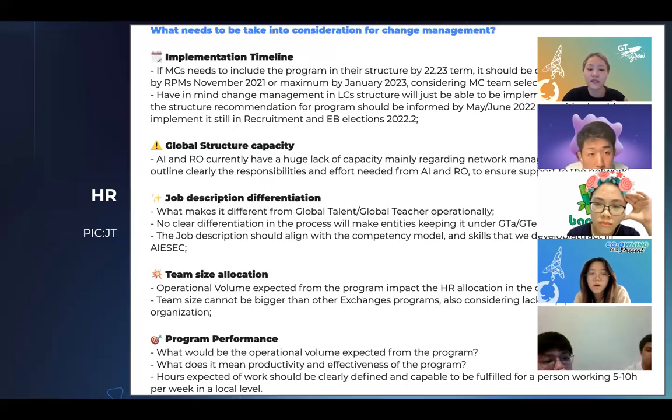And then there are a lot of other consideration factors, especially the implementation timeline, because the recruitment timeline and the timeline that we usually bring changes, like how your MC entities bring changes, may be a little bit different. So we need to plan at least 2 years ahead if you want to bring certain LC structure changes to support the future growth of the program.